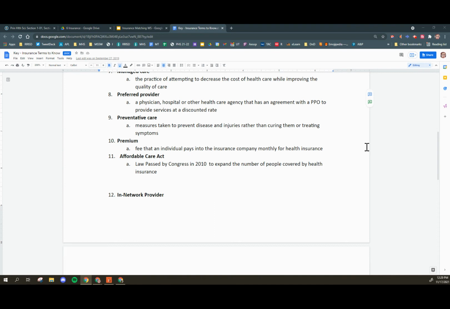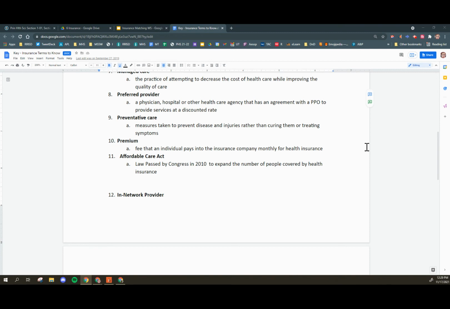Premium, a fee that an individual pays to the insurance company monthly for health insurance. This is paid regardless of whether or not you use any of those insurance benefits, and it is non-refundable.